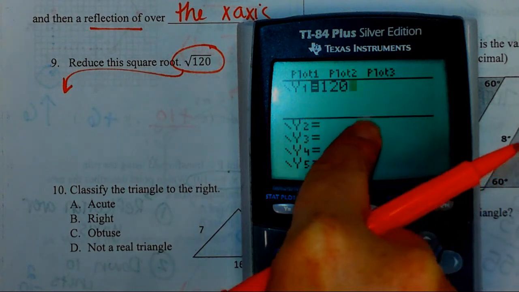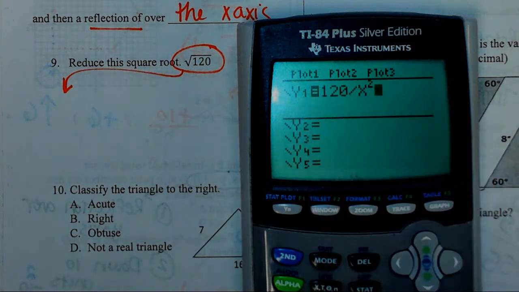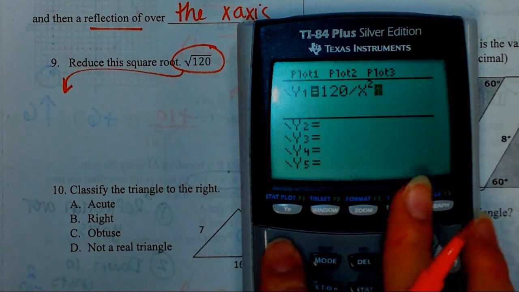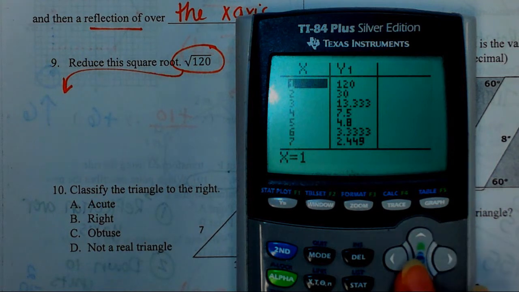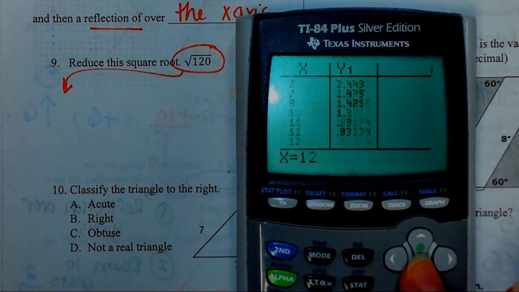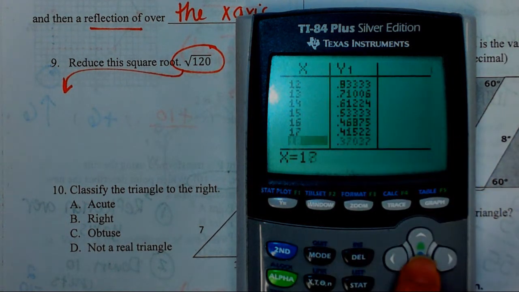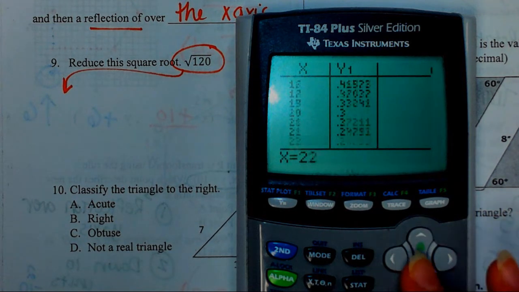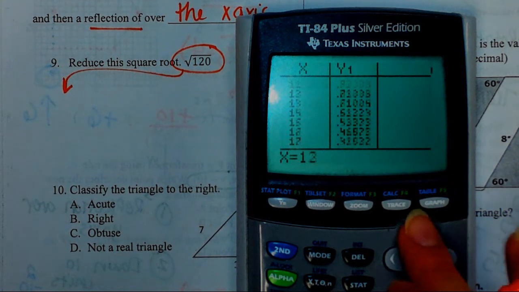The calculator trick is to go to your y equals, type in 120, and divide it by x squared. The idea behind this is that we're looking for perfect square factors of 120. Once you're in your table, scroll down and look for the last whole number in the y column. Once you get to where it's all decimals and they're just getting smaller, you've gone too far. They're just going to keep getting smaller and smaller decimals. So scroll back up.